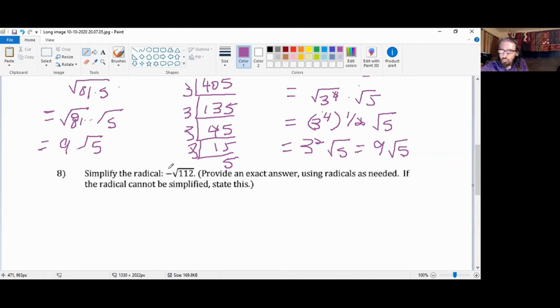That negative is not under the square root. That is like saying -1 times the principal square root of 112. The largest perfect square that will go into 112 is 16. It goes in 7 times. So apply the product rule.